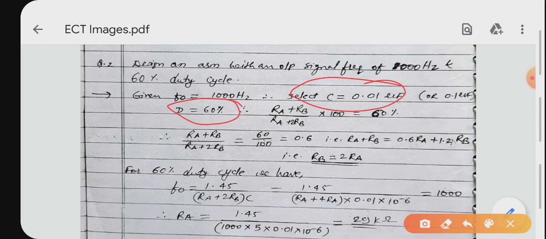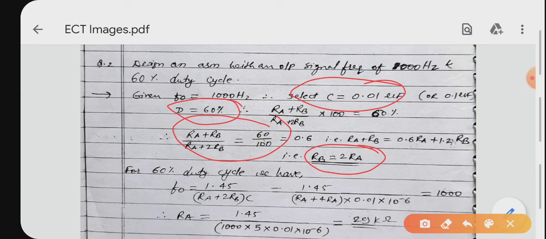You have to refer to that table, keep it in mind, and based on that write down the formula for 60% duty cycle. By rearranging the equation, you will get this relation: Rb is equal to twice of Ra. Okay, now you know the formula for duty cycle 60%.